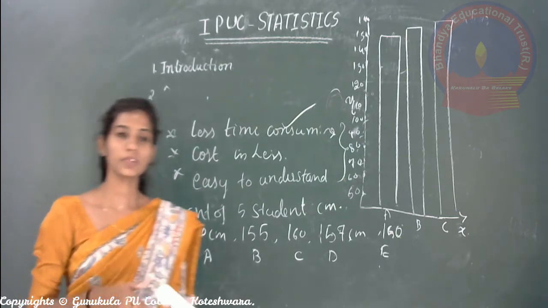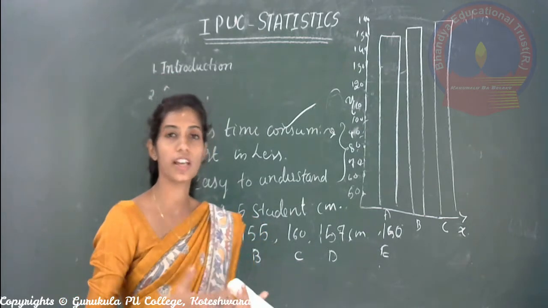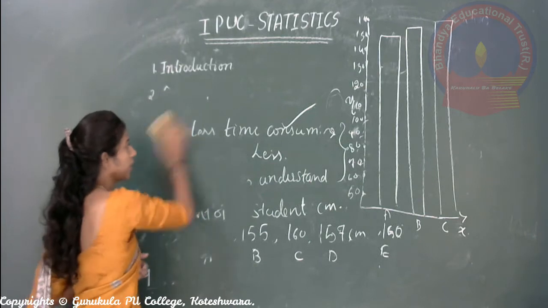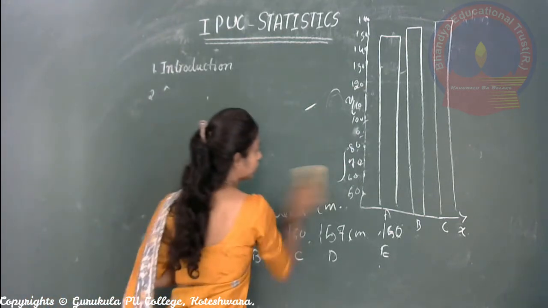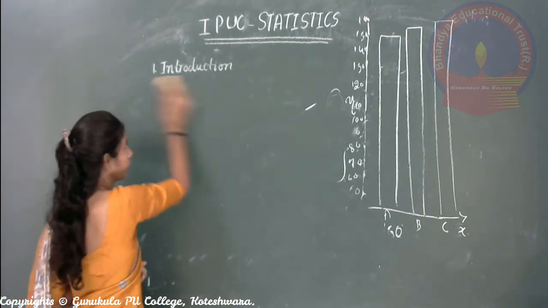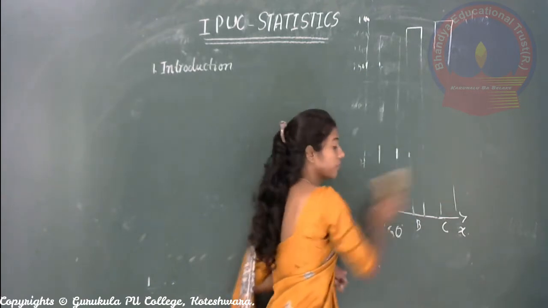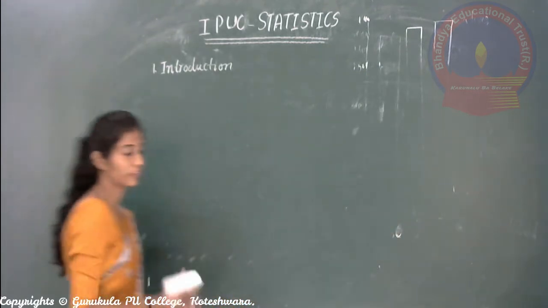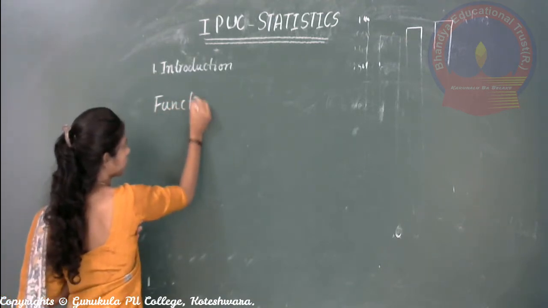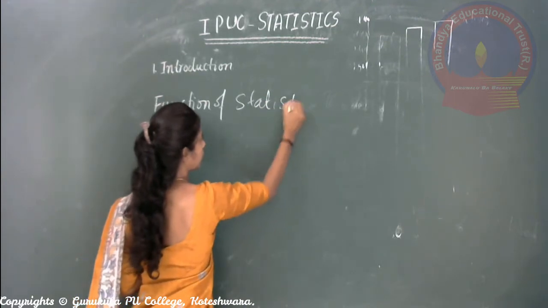Now what are the functions? What are the objectives? Here we need to use it when different situations are available. So when different situations are available, how are we going to handle the statistical data? That means functions. So functions of statistics.